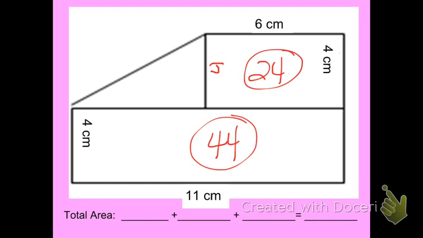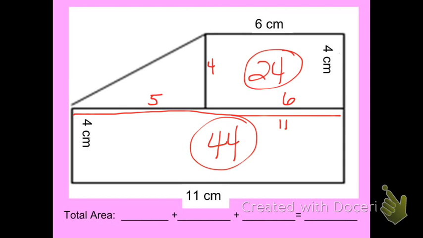Isaiah says 5. Raise your hand if you agree with Isaiah's answer. I do too. Very good. He got that because he said, I know that the distance from here all the way over to there is 11. This part of it is 6, so what's left is 5. So the base and the height of the triangle are 5 and 4.